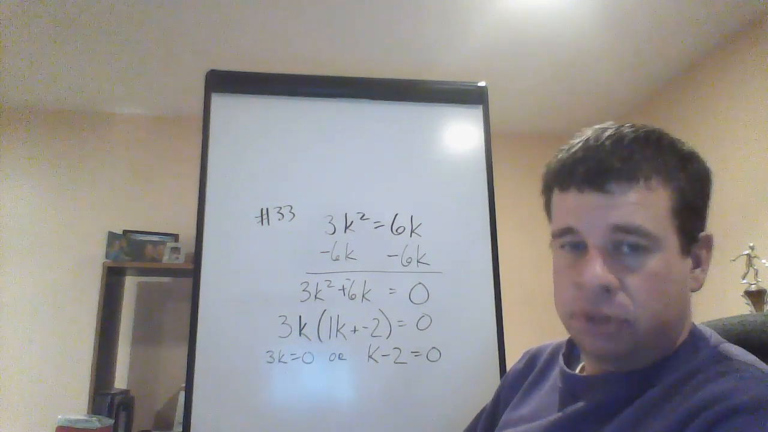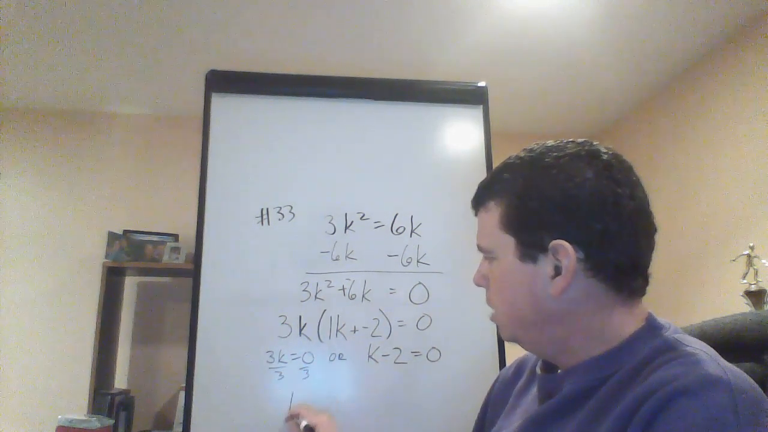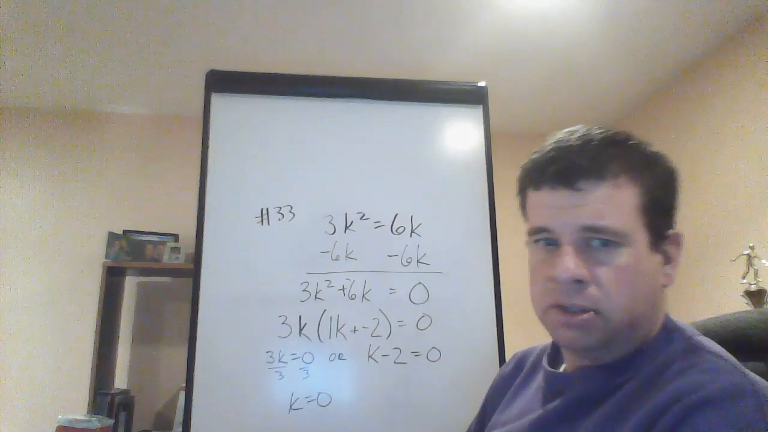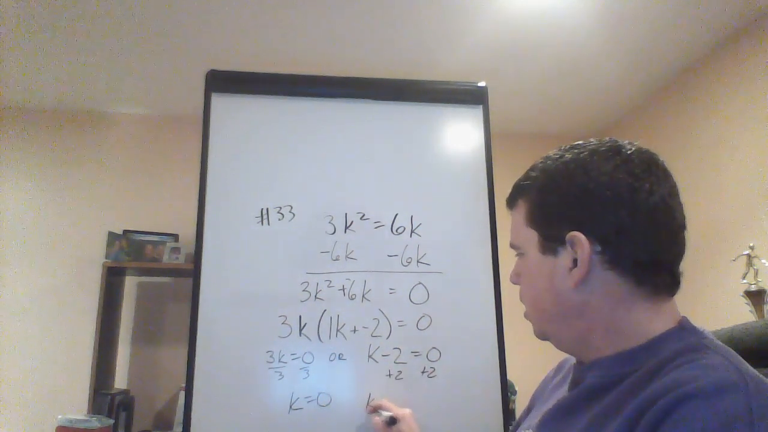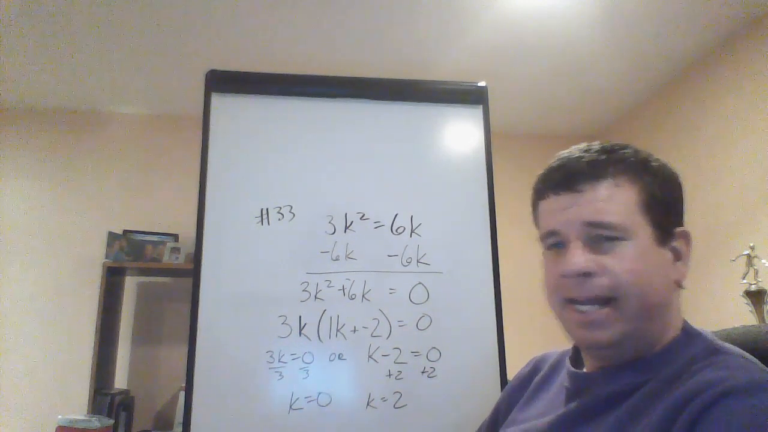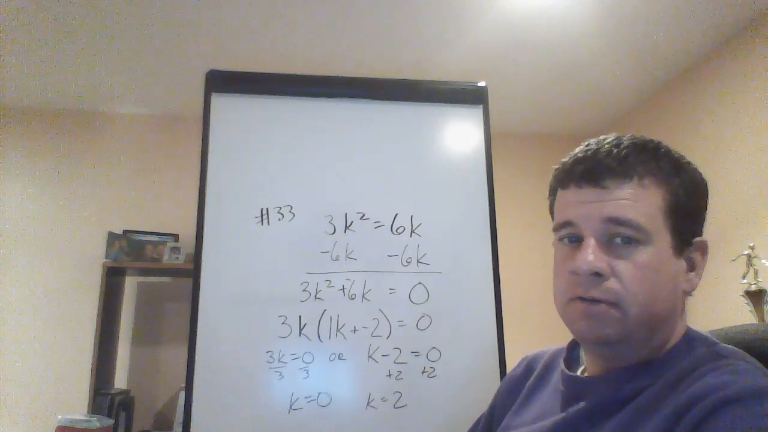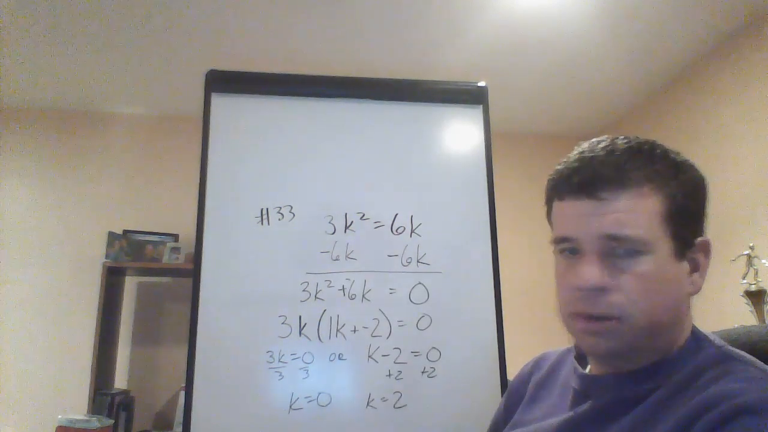But now what I've got are two equations that I should be able to solve. Actually, they're two one-step equations. So I get one solution of k equals 0, and then I add 2 to both sides here and get another solution of k equals 2. And again, I love equations because you can check and see if you've got the right answer. Both of these should make the original equation true. Let's just check that out.